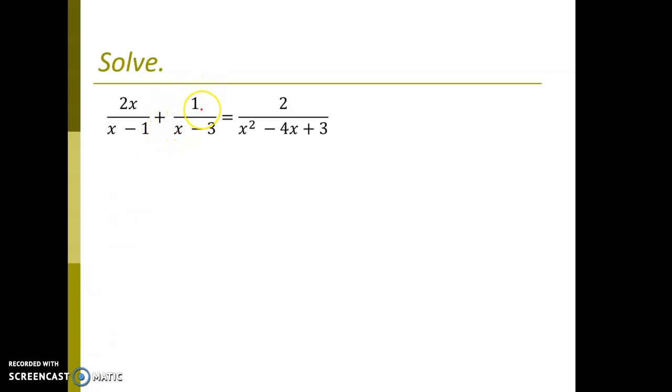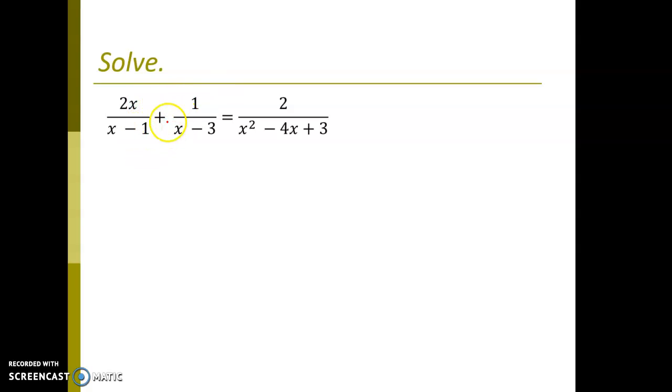Okay, so solving this one out here, let's go ahead and do one big fraction for this one. As you can see, we got 2x over x minus 1 plus 1 over x minus 3 is equal to 2 over x squared minus 4x plus 3.